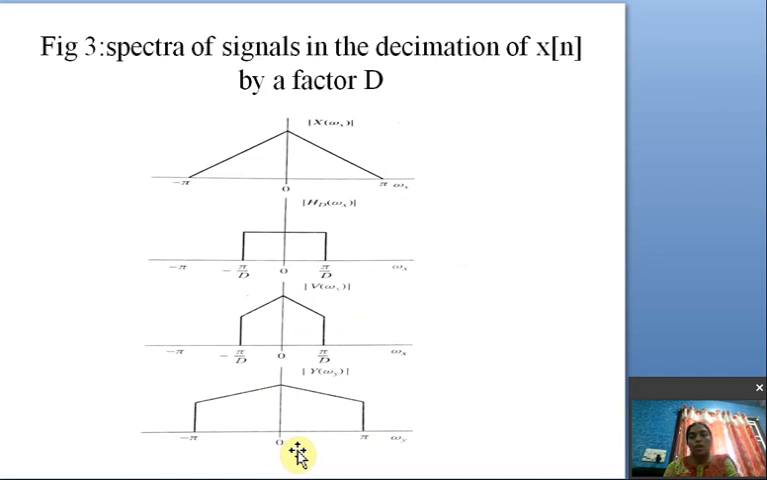Okay, so here is what decimation is, with an example, a graphical illustration, and a mathematical illustration.